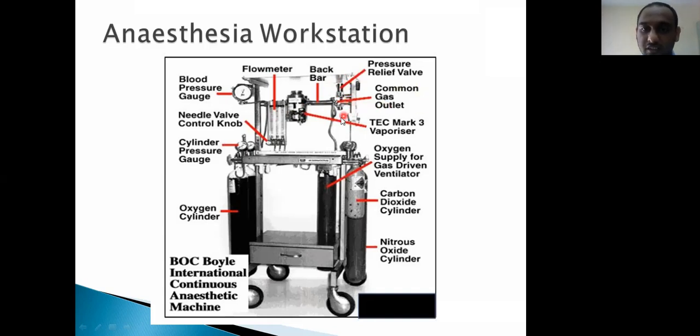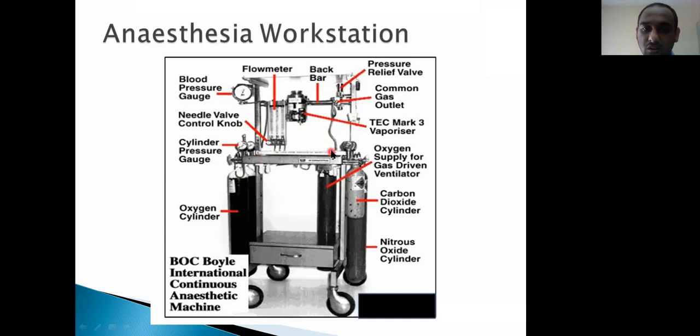This is the common gas outlet. So this is where all gases from the oxygen, nitrous, that go through the flow meters, go through the vaporizers, and they ultimately come out to the common gas outlet, where the precisely known and variable gas mixture is delivered from this point through a circuit to the patient. So the common gas outlet is where you would attach your circuit, and from where the ventilator system is also attached. This is about the basic machine.